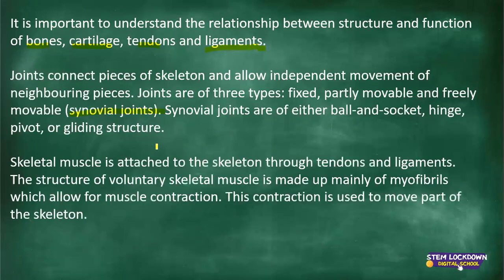Hope you understand that. And then the skeletal muscle is attached to the skeleton through tendons. The structure of voluntary skeletal muscle is made up of myofibrils, which allow for muscle contraction. This contraction is then used to move part of the skeleton. So you understand how movement eventually happens. It is because of the skeletal muscle, which is attached to the skeleton.